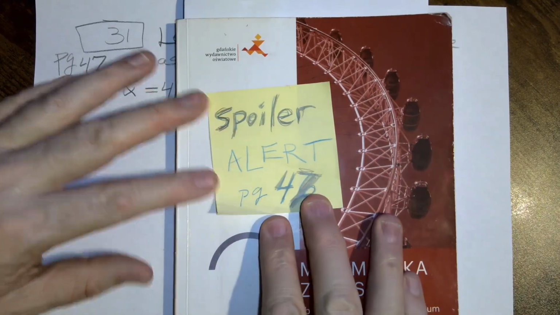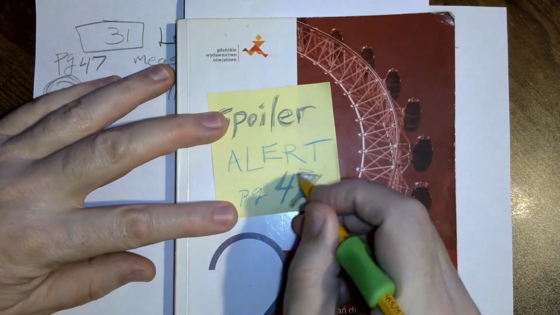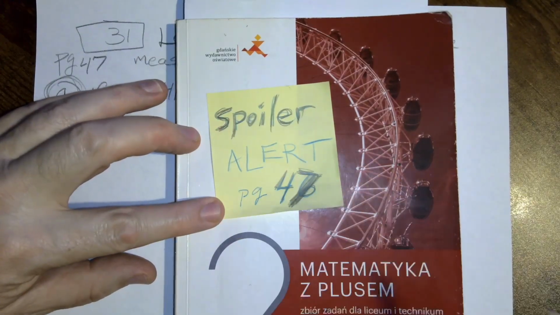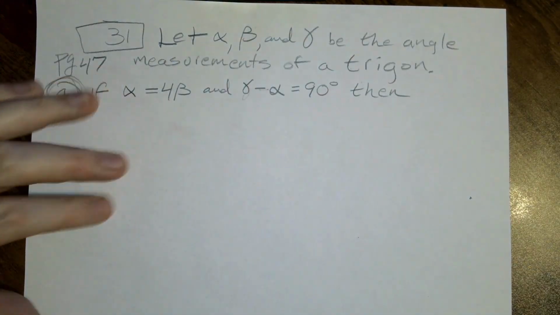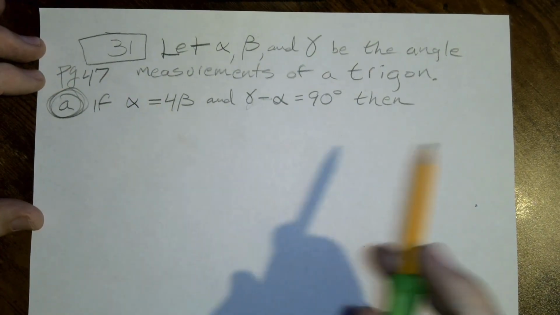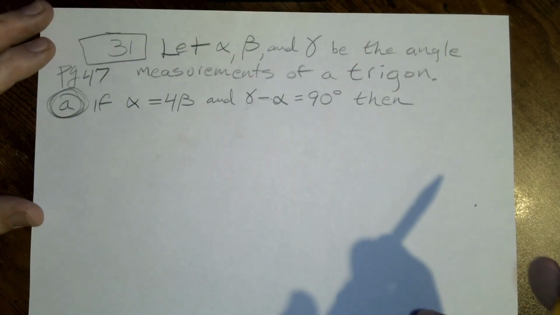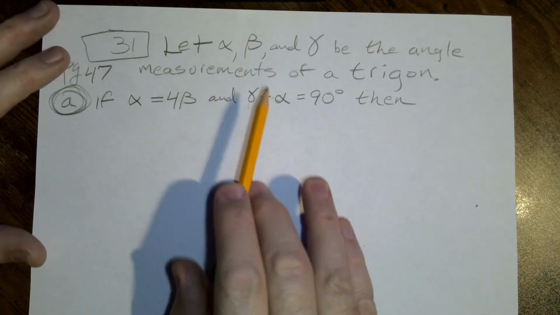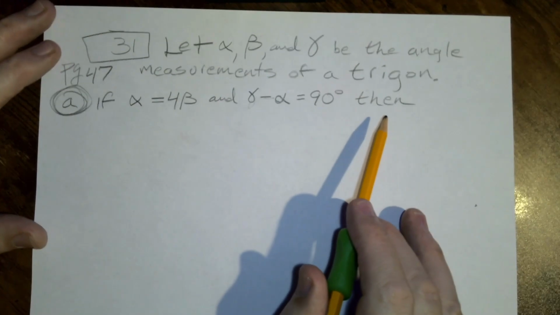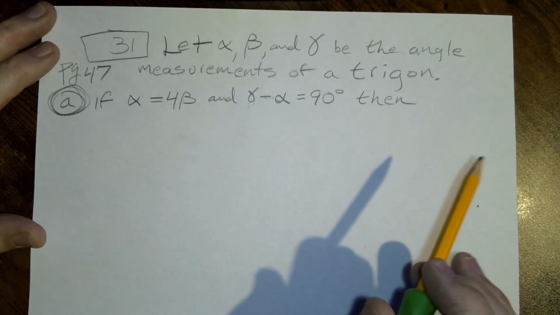Okay, here we go. Page 47. Spoiler alert. Okay. Number 31 at the top of the page. We're going to phrase it like this. Let alpha, beta, and gamma be the angle measurements of a trigon.